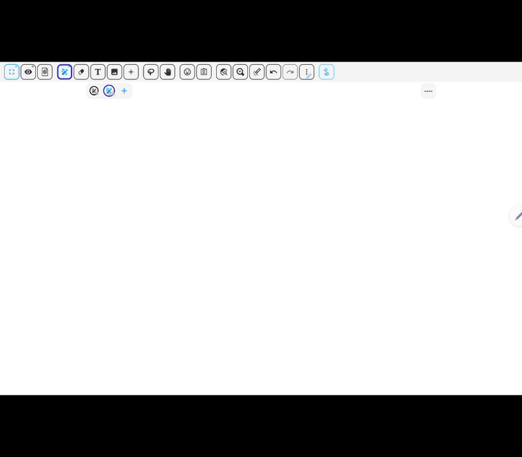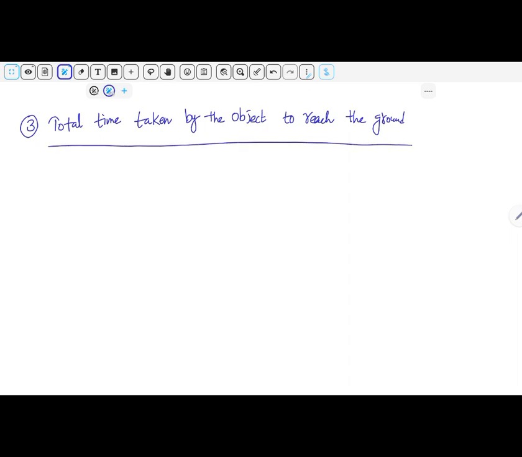So the third one, what we want to find is the total time, means from the instant it is released from the ground to the instant it reaches the ground. Okay, so the total time taken by the object to reach the ground, means once it is released from the ground, what is the time taken by the object to reach the ground again. So this is the total time taken by the object to reach the ground.